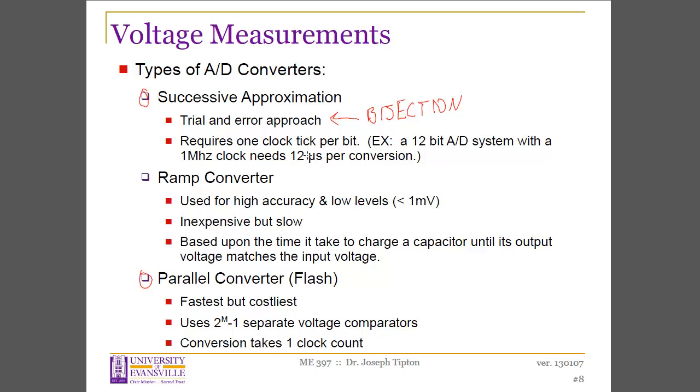And that would add up. However, computers are getting so fast, we can usually get along with this, except for the highest or more complicated needs. The slowest and cheapest is then the ramp converter. It's used for high accuracy and also low voltage levels, less than 1 millivolt. It's inexpensive but slow, and it's based upon the time it takes to charge a capacitor until its output voltage matches an input voltage. Those are the 3 common kinds.